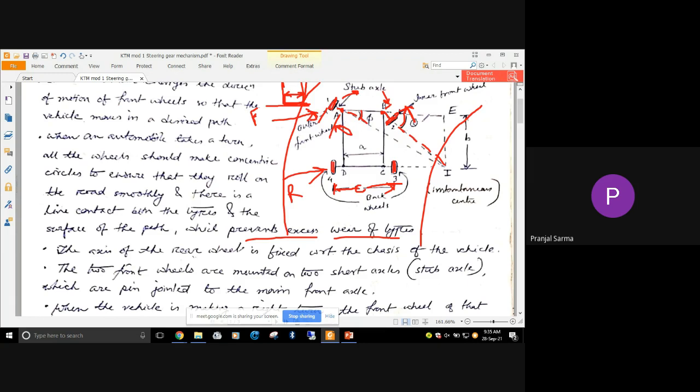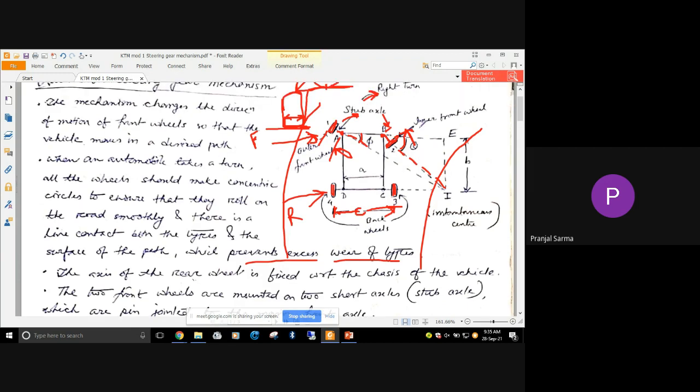Okay, so the inner front wheel is going to turn by a somewhat more angle, and the outer front wheel has to turn by a somewhat lesser angle, because you see this is the instantaneous center of rotation position for this particular case. Okay, so this is the wheel position. I have extended, and this one is this. So now this is the instantaneous center.